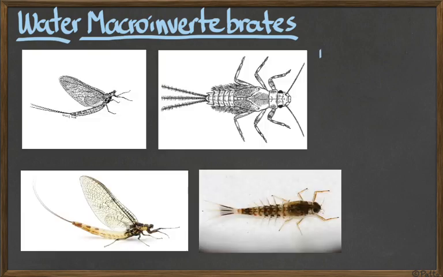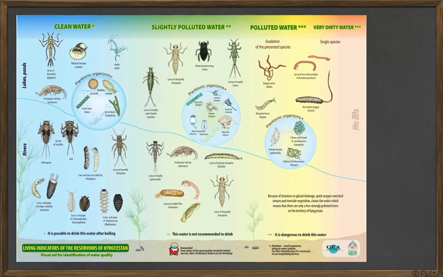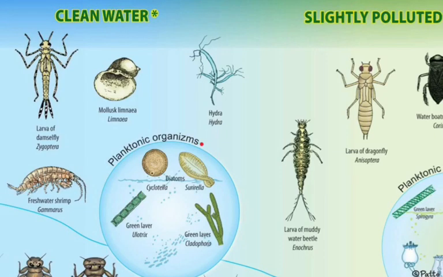Water microinvertebrates are very good to talk about water pollution because these insects may be sensitive or not to pollution. Mayflies, for example, are sensitive to polluted water, and they are quite easy to identify. The adults are on the left, the young that live in the water are on the right. So if you have a little table like this, we have clean water organisms. You have the hydra, mollusk, limnia, the larva of damselfly, freshwater shrimp. Those are the clean water organisms.